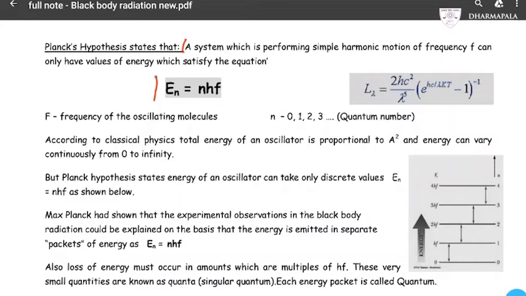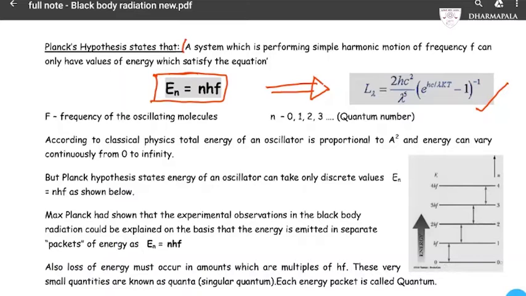So this is Planck's equation. Based on that equation, he developed another equation to explain the intensity distribution curve, and this equation completely matches the practical curve. In this diagram, you can see what he has mentioned.